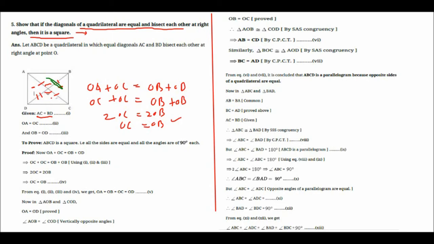Since opposite sides of the quadrilateral are equal, we can say that it is a parallelogram. Now we will move on to the 90 degree part.